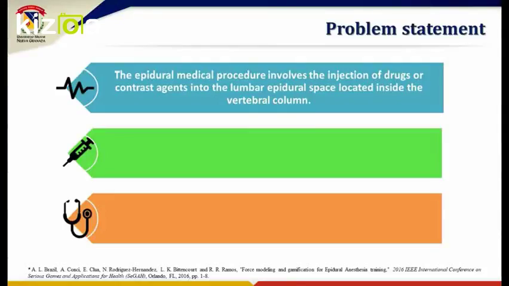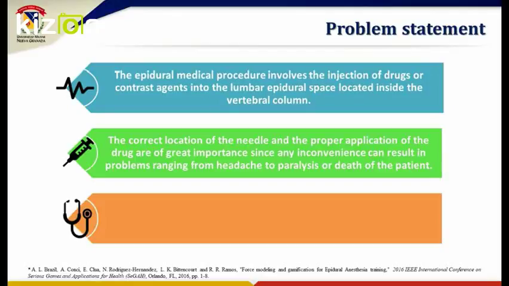Problem statement. The epidural medical procedure involves the injection of drugs or contrast agents into the lumbar epidural space located inside the vertebral column, from 2 to 9 centimeters under the skin. Epidural anesthesia is used in obstetrics procedures to relieve labor pains. The correct location of the needle and the proper application of the drug are of great importance, since any inconvenience can result in problems ranging from headache to paralysis or death of the patient.